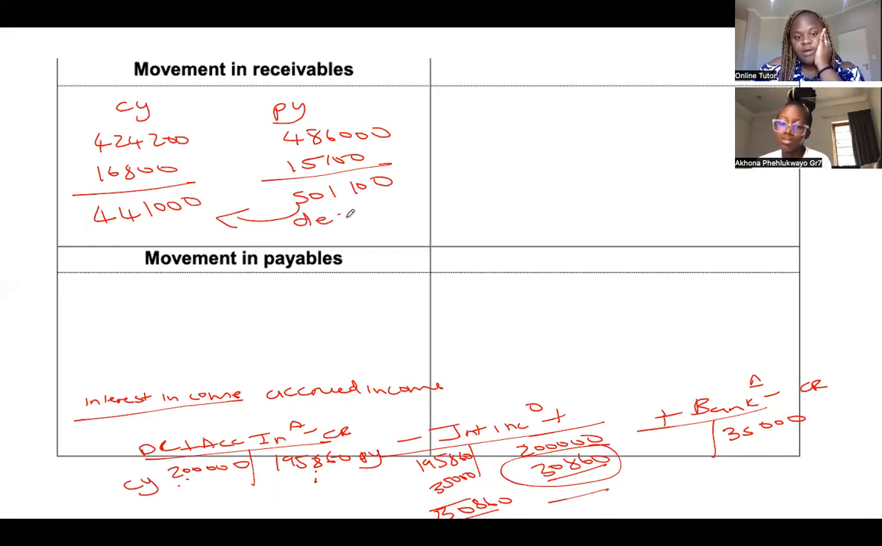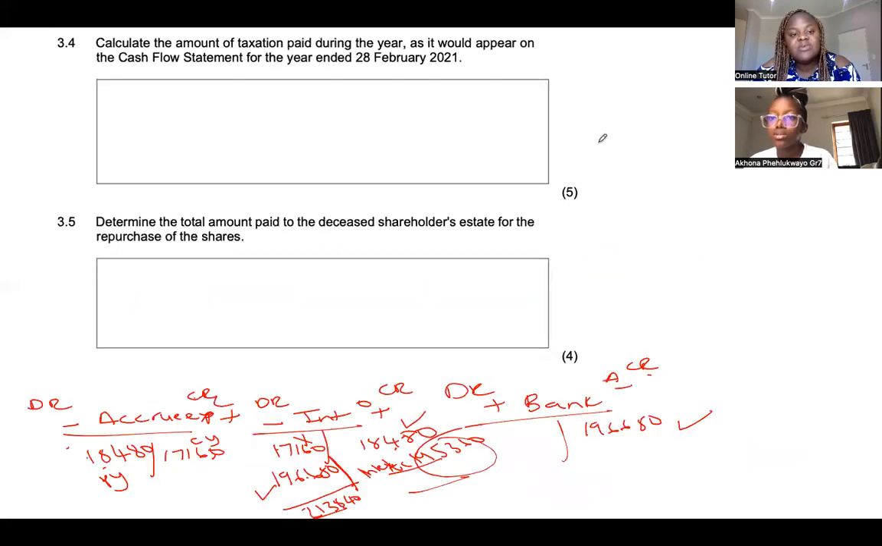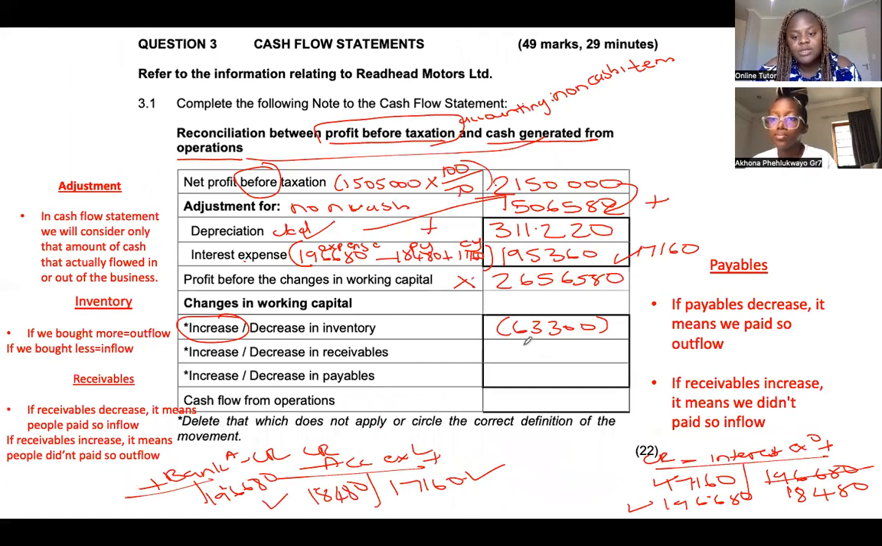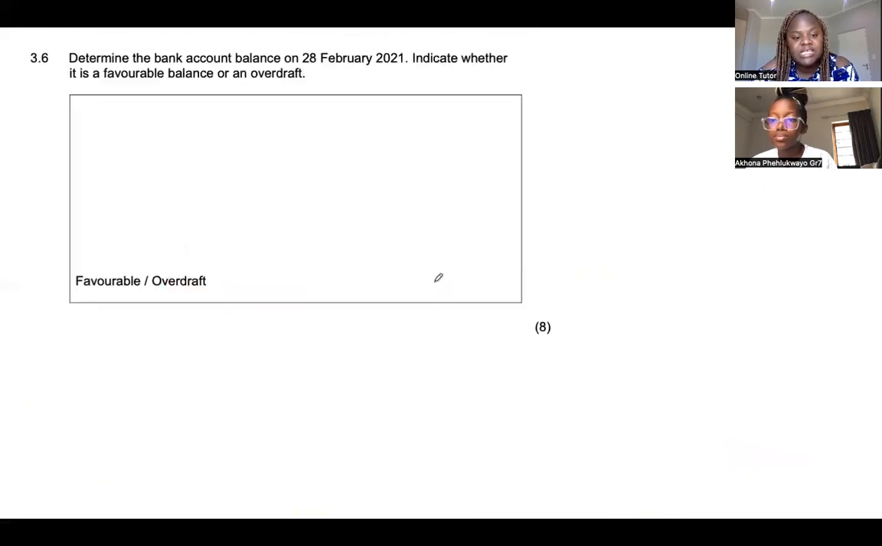Decrease. And if our receivables decrease, what does that mean? It's an inflow because they're paying us. Wonderful. What's the movement? Minus 441,000 from 501,100, which is 60,100. And we said that it decreases, so it means money came in. So 60,100. And do you agree with me? We said it decreased. Yes. Okay, then let's quickly look at our payables before it kicks us out.